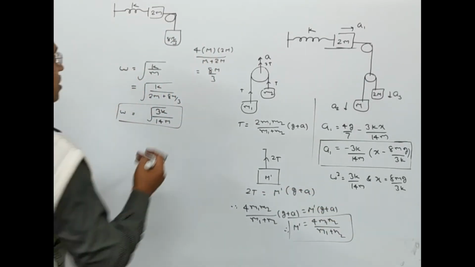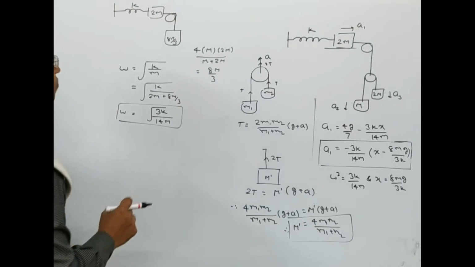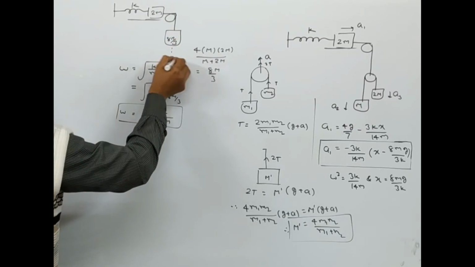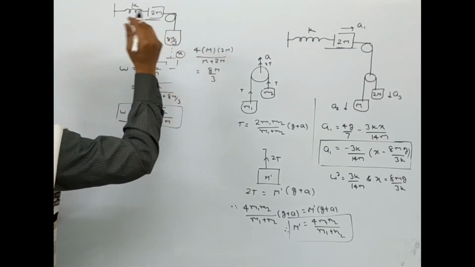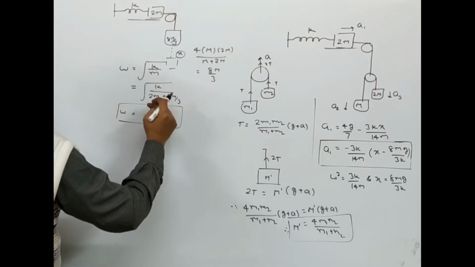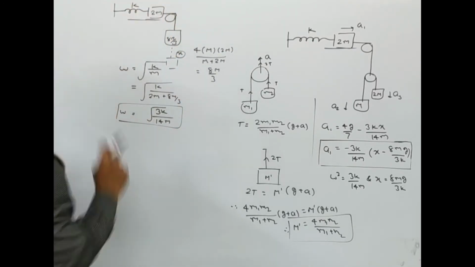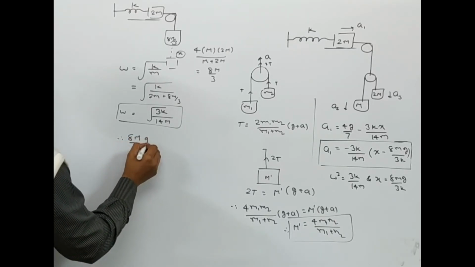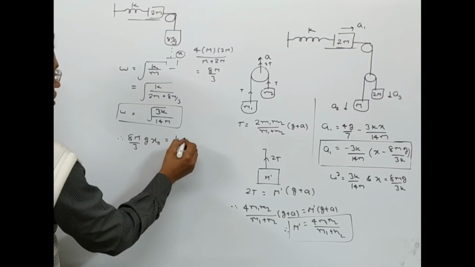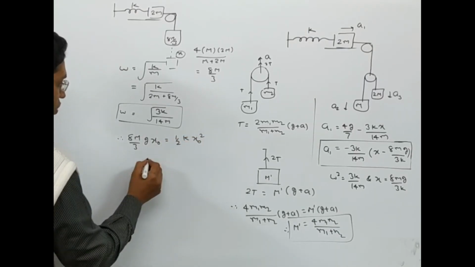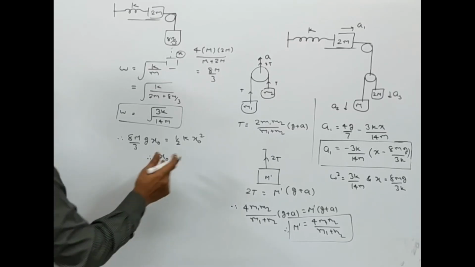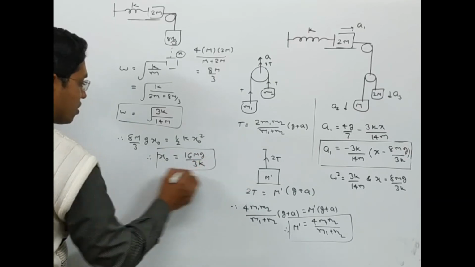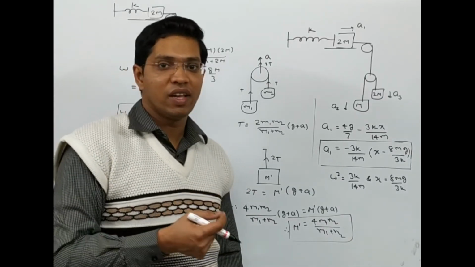Now what I want is the maximum elongation in the spring. When will it have the maximum elongation? When it goes to some displacement x and stops. It means the loss in potential energy should be totally converted into spring potential energy, and therefore 8m by 3 g x naught should be equal to half k x naught square. So how much is x naught? It turns out to be 16 mg by 3k. This is the maximum elongation the spring will have.